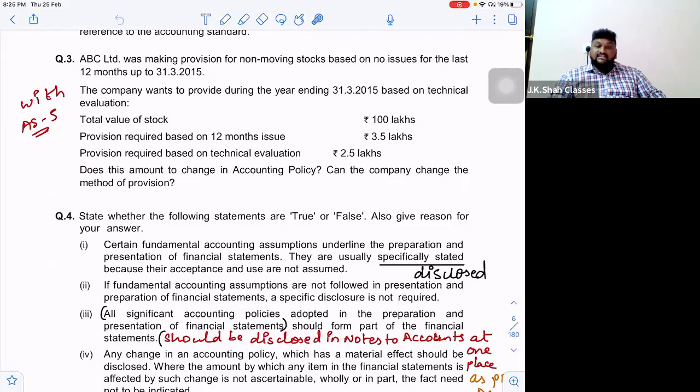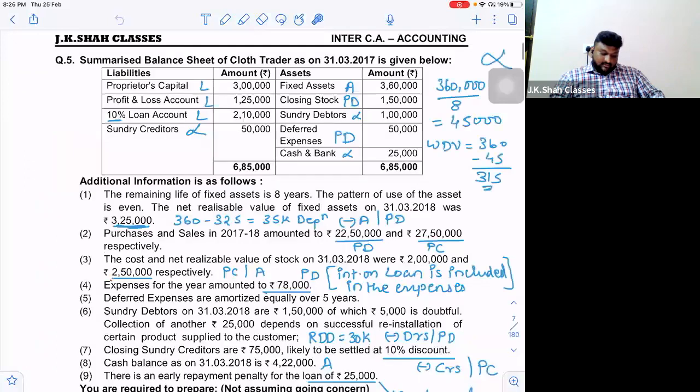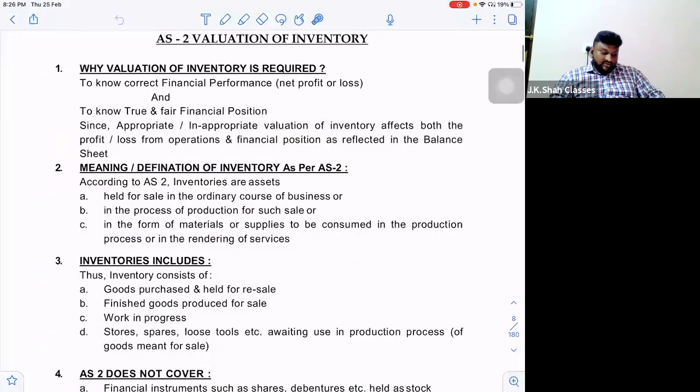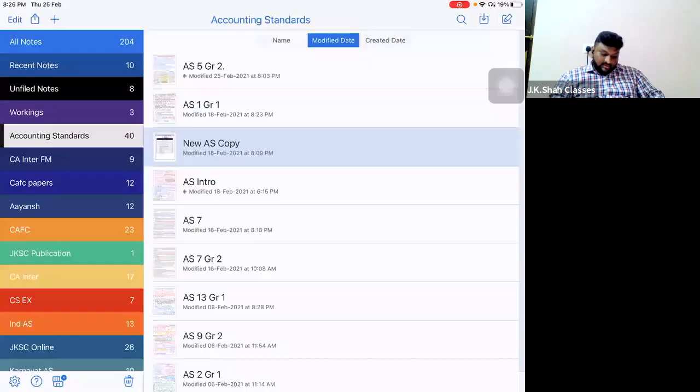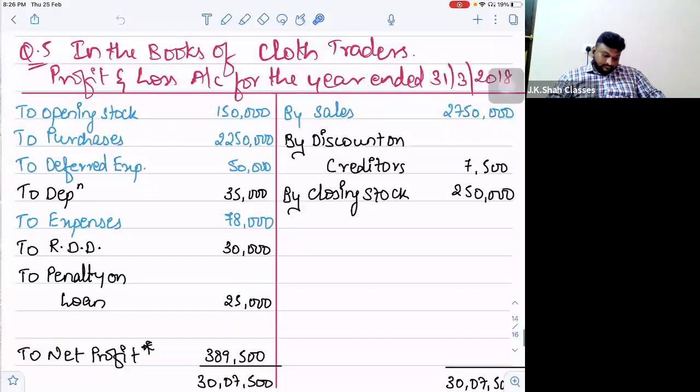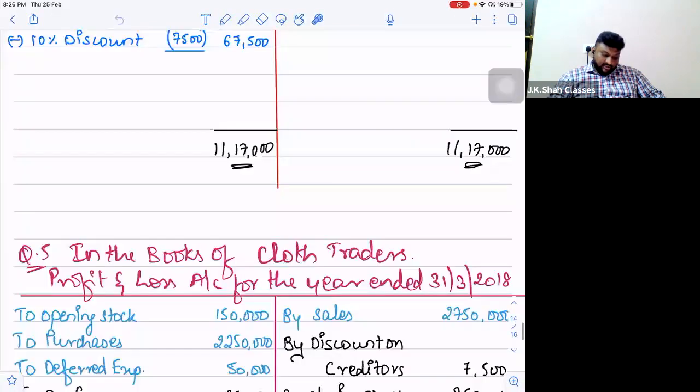And the effect of the change is a 1 lakh reduction in provision. And sir, if you have a total stock of 100 lakhs, and you are changing the provision by 1 lakh, can I say it is completely immaterial? And if it is immaterial, it will never require a separate disclosure also. Right? So let's have a look at the solution for this. I think it is a printed solution in your material.